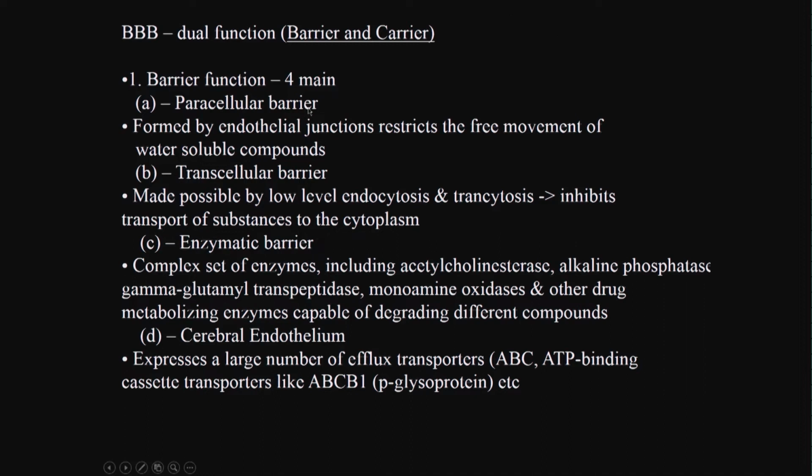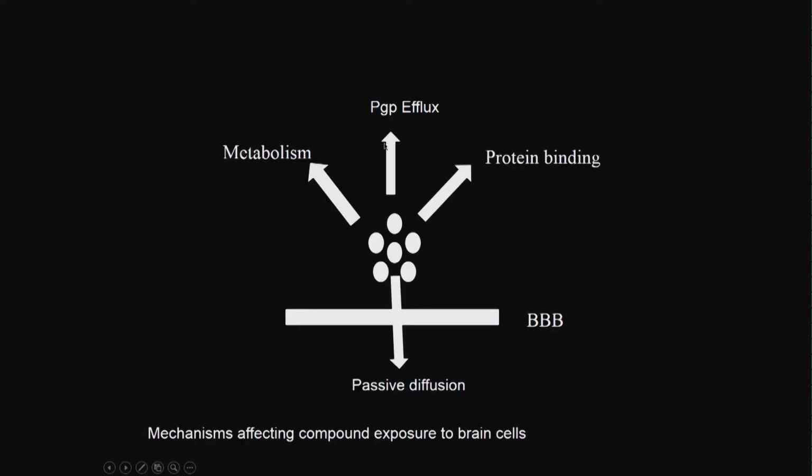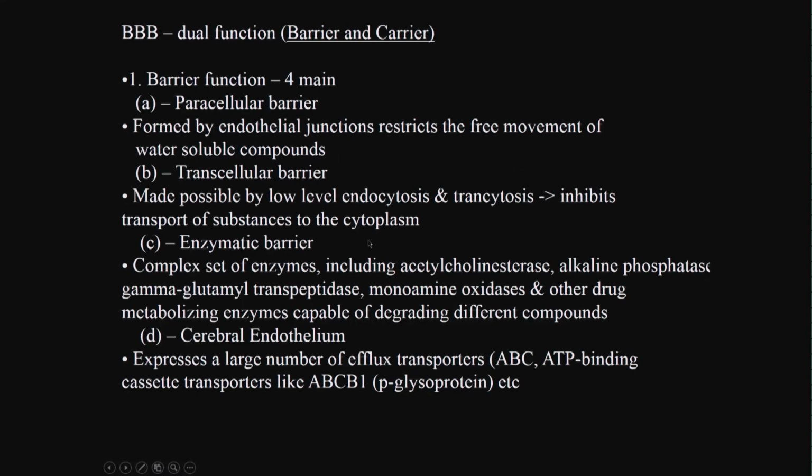There are four main barriers. The paracellular barrier is formed by endothelial junctions, so it restricts the free movement of water soluble compounds. Water soluble means hydrophilic compounds. Then we have the transcellular barrier, because you have a very low level of endocytosis, that is gobbling up, and transcytosis. So it inhibits transport of substances to the cytoplasm. We have the enzymatic barrier. There are a lot of enzymes including acetylcholinesterase, alkaline phosphatase, gamma glutamyl transpeptidase, monoamine oxidase, and other drug metabolizing enzymes. So they keep on degrading, like I showed you here, metabolism. That is the enzymatic barrier.